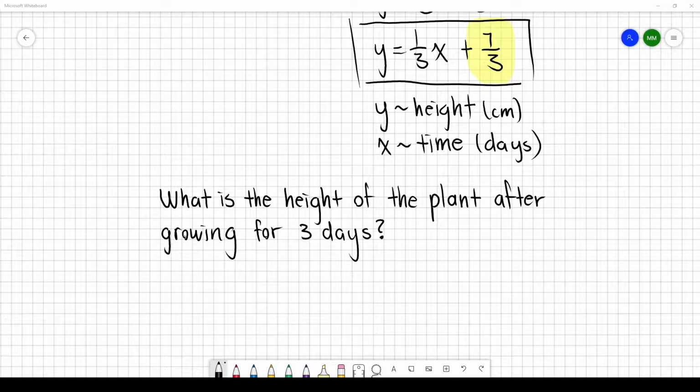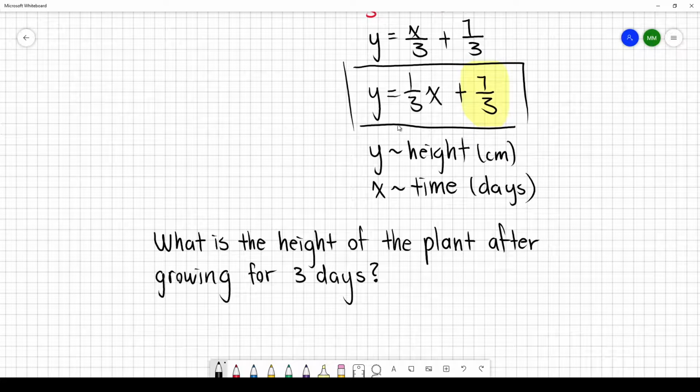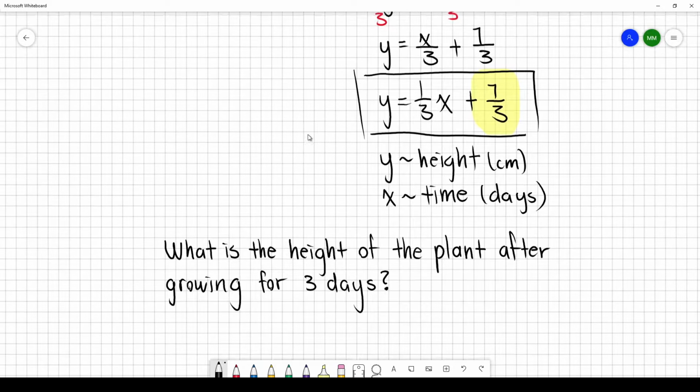7 over 3 days. That's the initial height already. So it didn't grow at all in 3 days. So 7 over 3, that is 2.33. That is the initial height. Oh, maybe check your calculation again. I think I might know what happened there. Good try, but check it again.